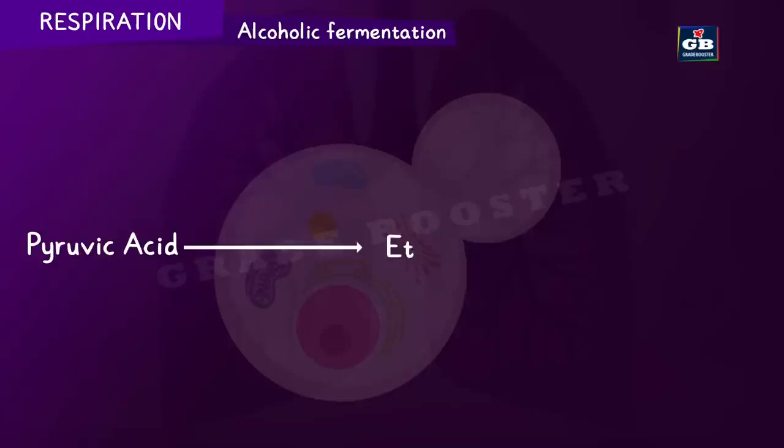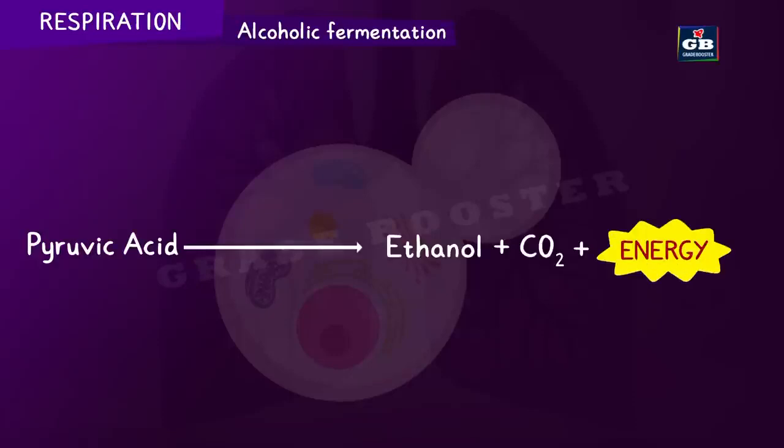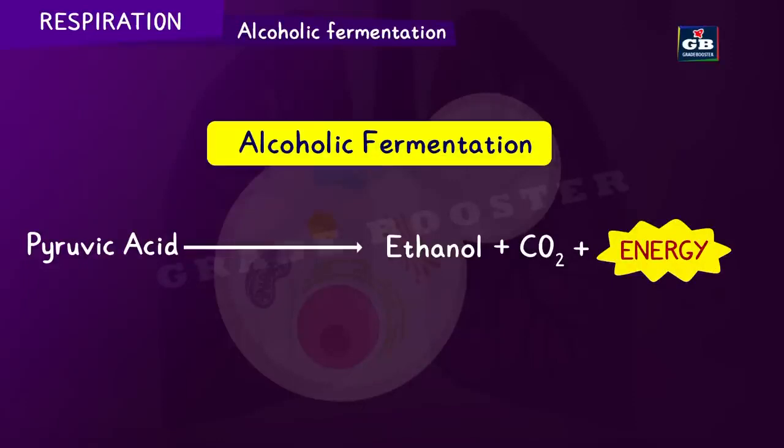Alcoholic fermentation. In organisms like yeast, during anaerobic respiration, pyruvic acid molecules are converted into ethanol and carbon dioxide. This process is called alcoholic fermentation.